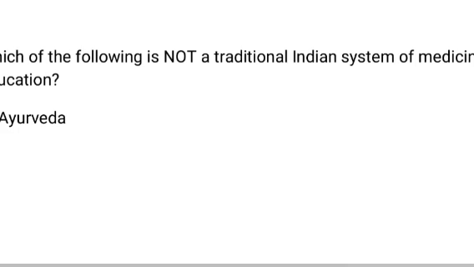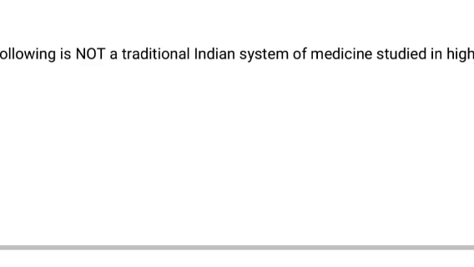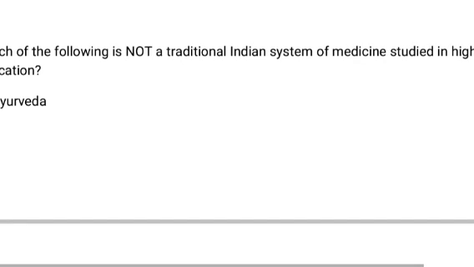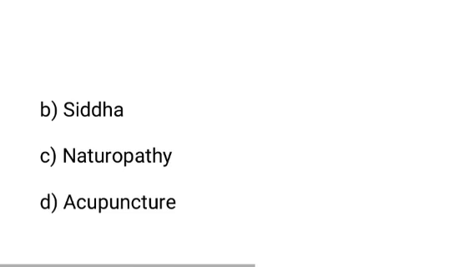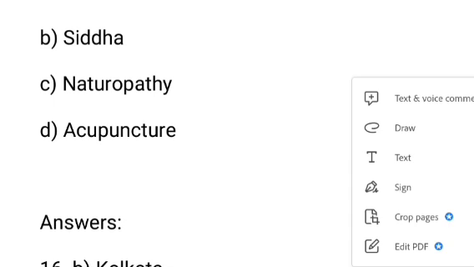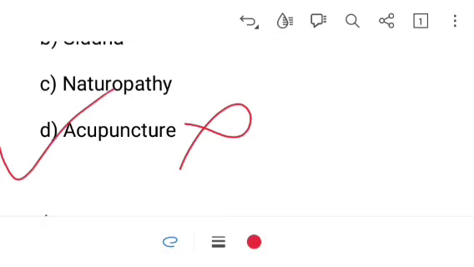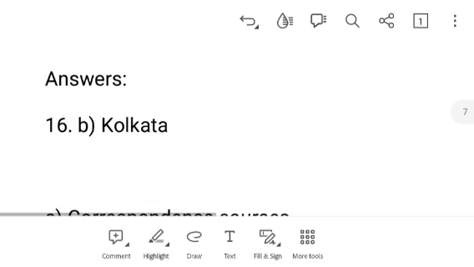Next, which of the following is not a traditional Indian system of medicine studied in higher education? Ayurveda, Siddha, naturopathy, and acupuncture. Ayurveda is correct, Siddha is also correct, naturopathy is also correct, except acupuncture. This is not correct. Acupuncture will be our correct answer.